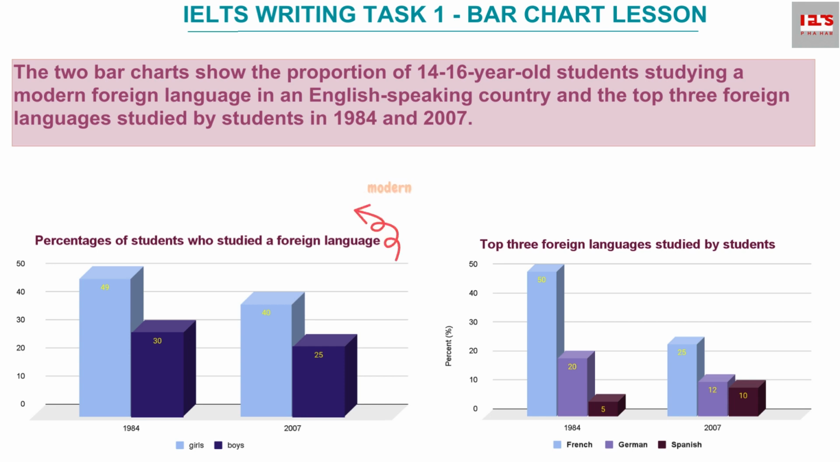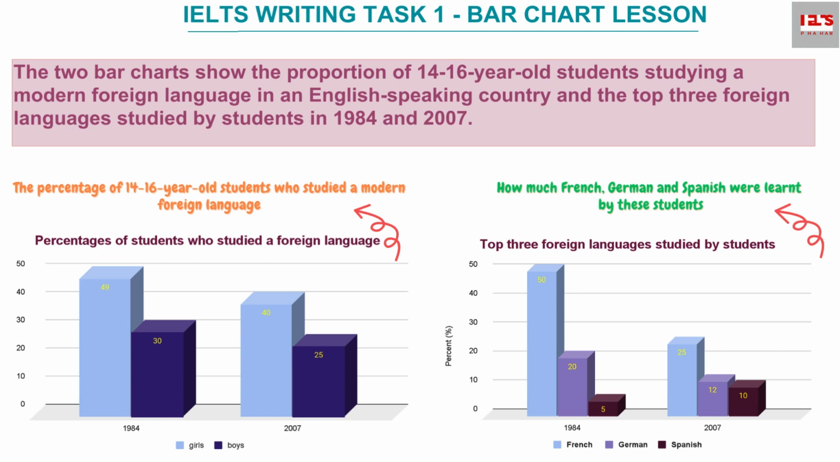As you can see, we have two bar charts here. The first one shows the percentage of 14 to 16-year-old students who studied a modern foreign language. The second one shows how much French, German, and Spanish were learned by these students.